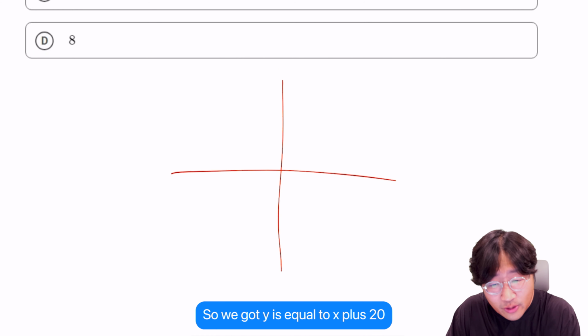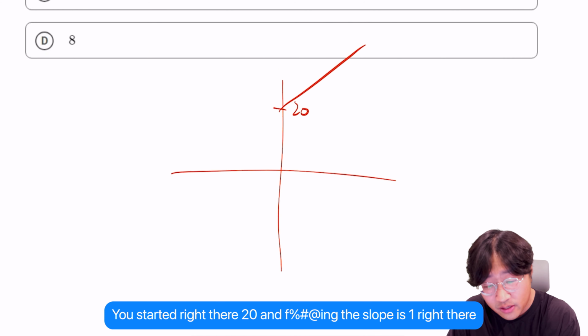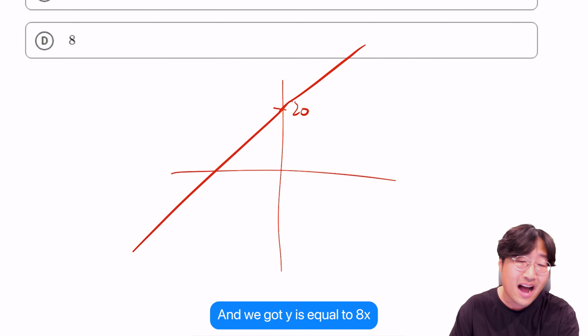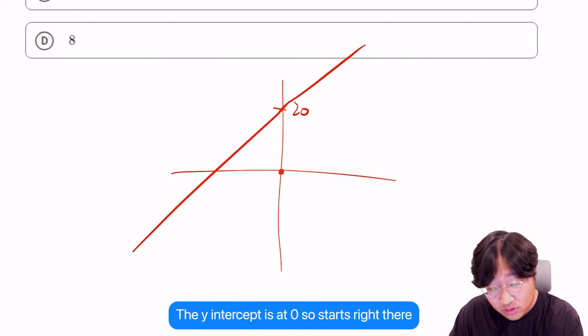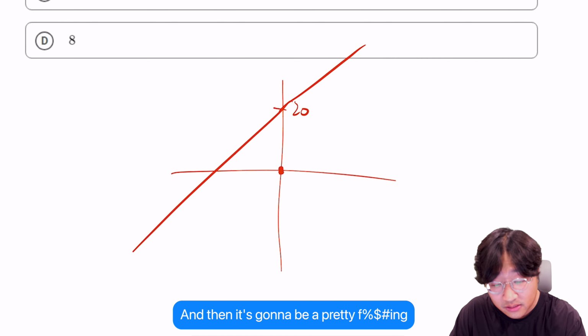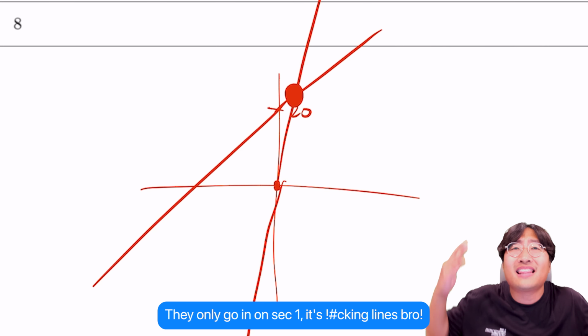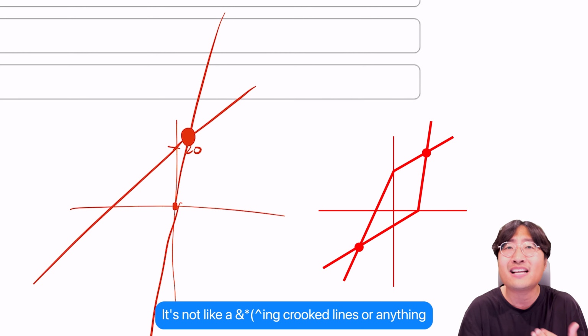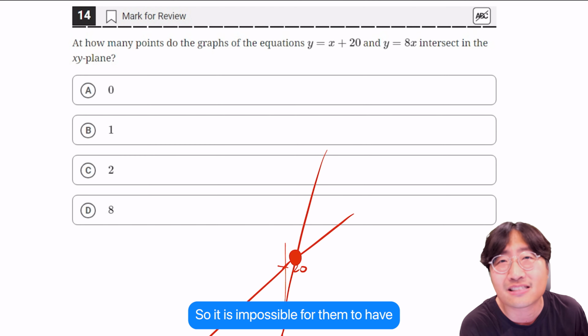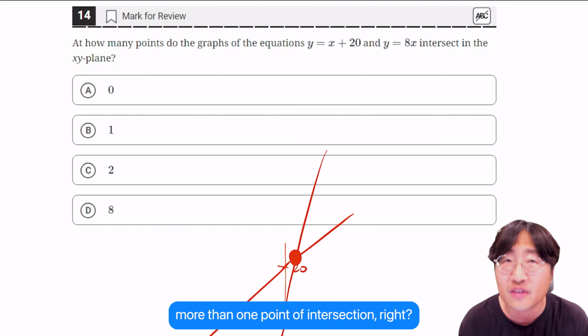So we got y is equal to x plus 20. You start right there at 20, and the slope is 1. And we got y is equal to 8x. The y-intercept is at 0, so it starts right there, and then it's going to be a pretty steep graph, like boom, boom, right there. They only intersect once. They're lines, not crooked lines or anything, so it is impossible for them to have more than one point of intersection, right?